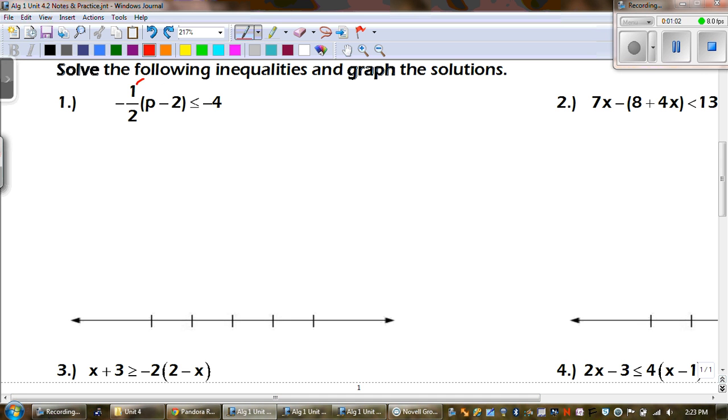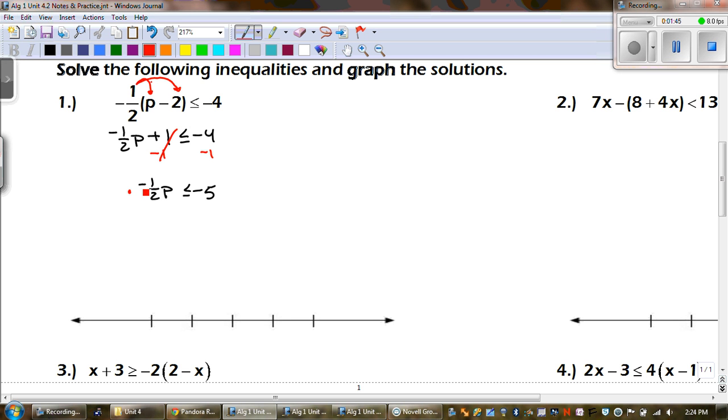So the first thing we have to do is distribute. Negative 1/2 times p is negative 1/2 p. Negative 1/2 times negative 2, and a negative times a negative is a positive. Half of 2. What's half of 2? It's 1. And that is less than or equal to negative 4. Okay? And now we just solve. So we have to cancel out the addition. You cancel out addition with subtraction, and you're left with negative 1/2 p is less than or equal to negative 5.